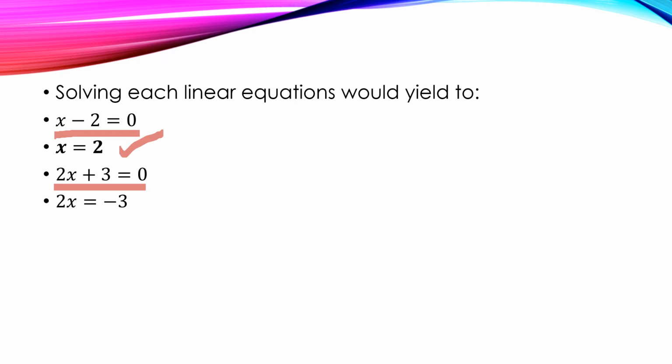So you have 2x is equal to negative 3. Just get the additive inverse of 3, and that is negative 3. And then multiply this by 1/2. So your x is equal to negative 3 over 2. And then our third factor is x minus 1 is equal to 0. And then solve for x, or x is equal to negative 1.